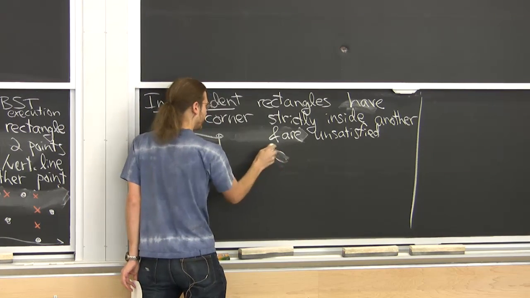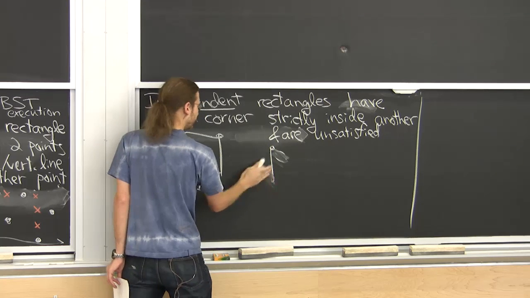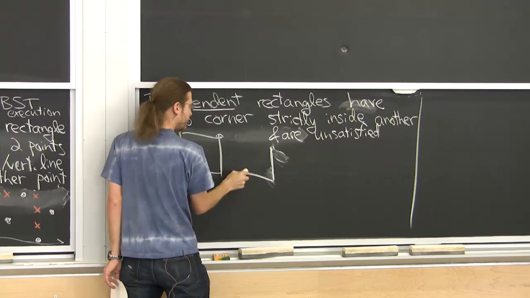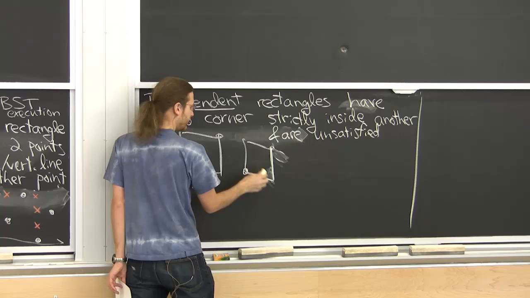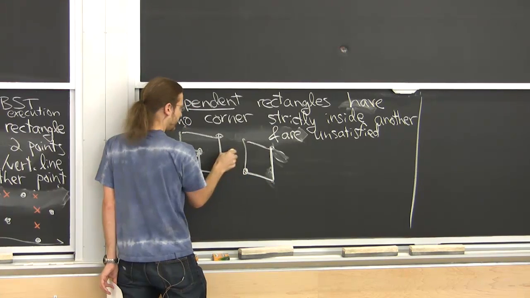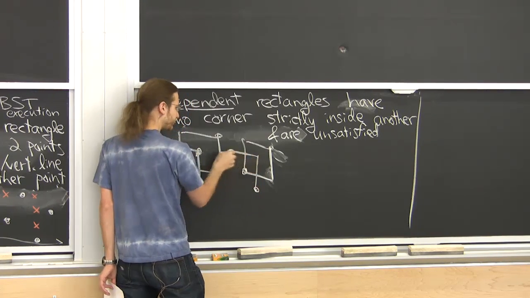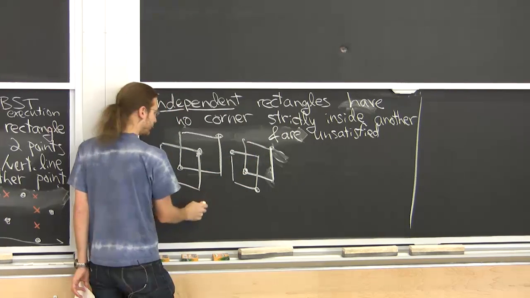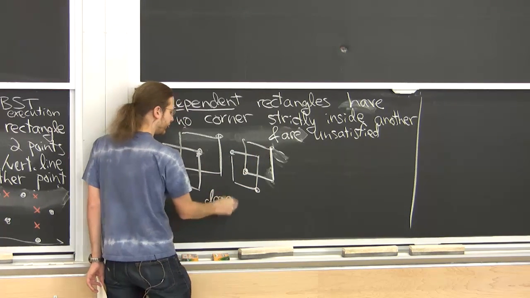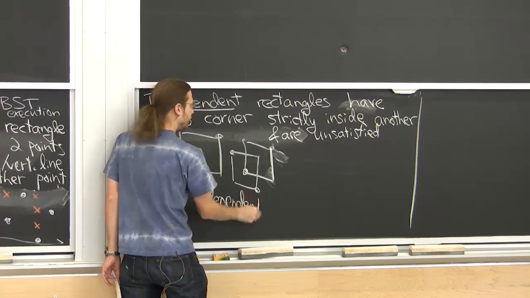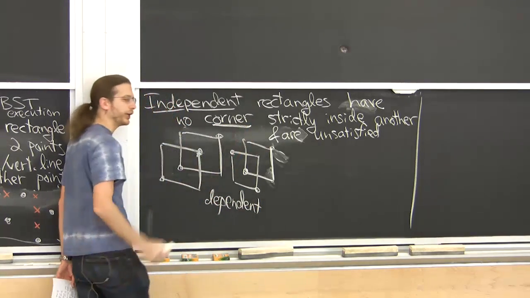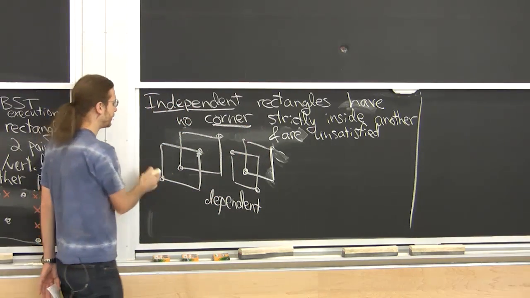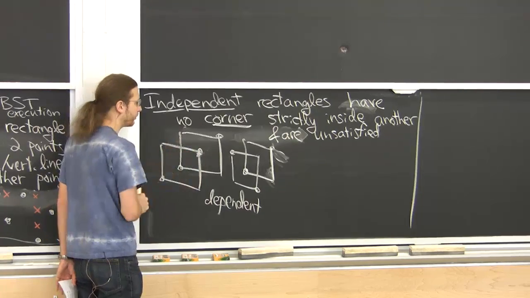So, for example, if I take 2 points, they span a rectangle. If I take these 2 points, for example, they span a rectangle. This corner is inside that one, so these are considered dependent rectangles in either case. So corner here does not necessarily mean a point, any of the 4 corners. A rectangle is defined by 2 points, but it has all 4 corners.